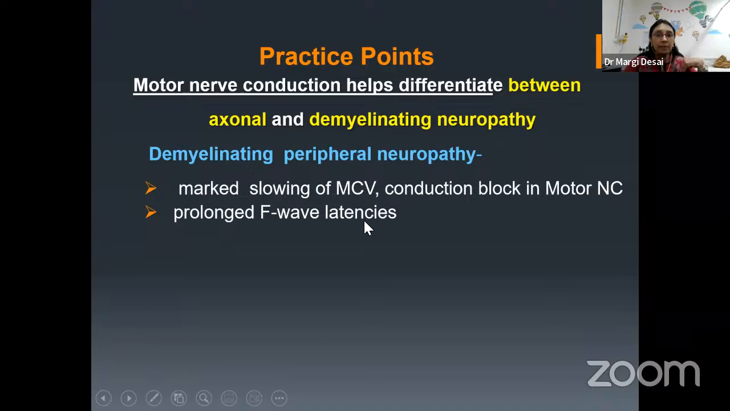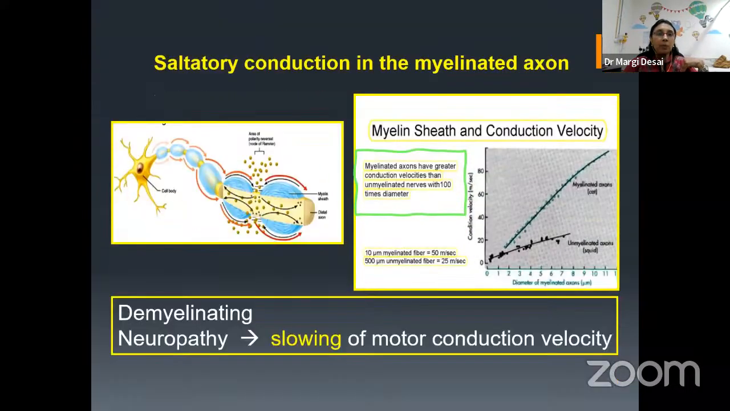Now, why does this happen? Let's look at this diagram. You all know that there is saltatory conduction in a myelinated axon. So this yellow part is the axon and this is the myelination. What happens when you lose this myelin? This myelin sheath is lost, so saltatory conduction is blocked. And therefore, the conduction velocity becomes slow, because myelinated axons have greater conduction velocity than unmyelinated nerves with even 100 times more diameter. So this is the velocity in a myelinated fiber and this is the velocity in an unmyelinated fiber. So if a child has a demyelinating disorder, then the velocity becomes slow.